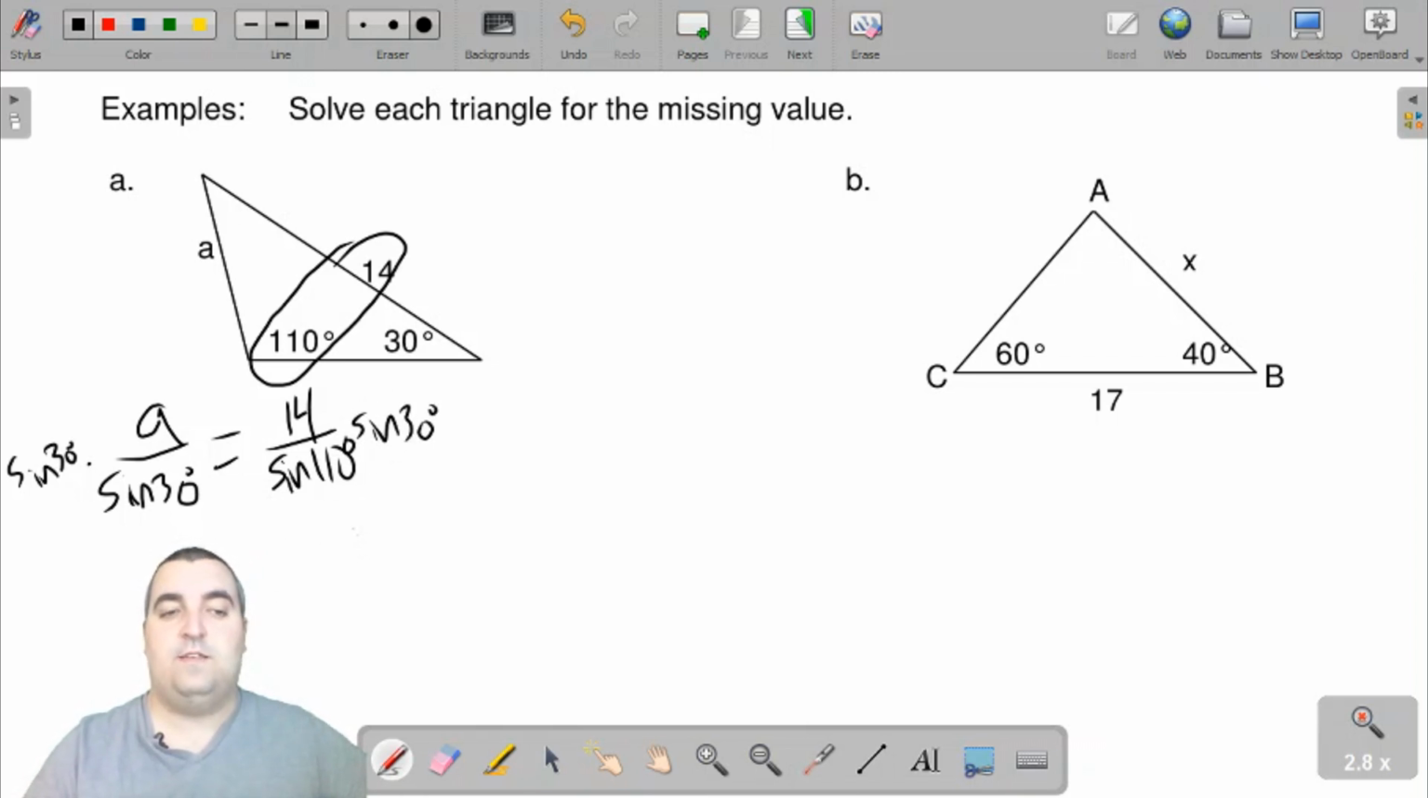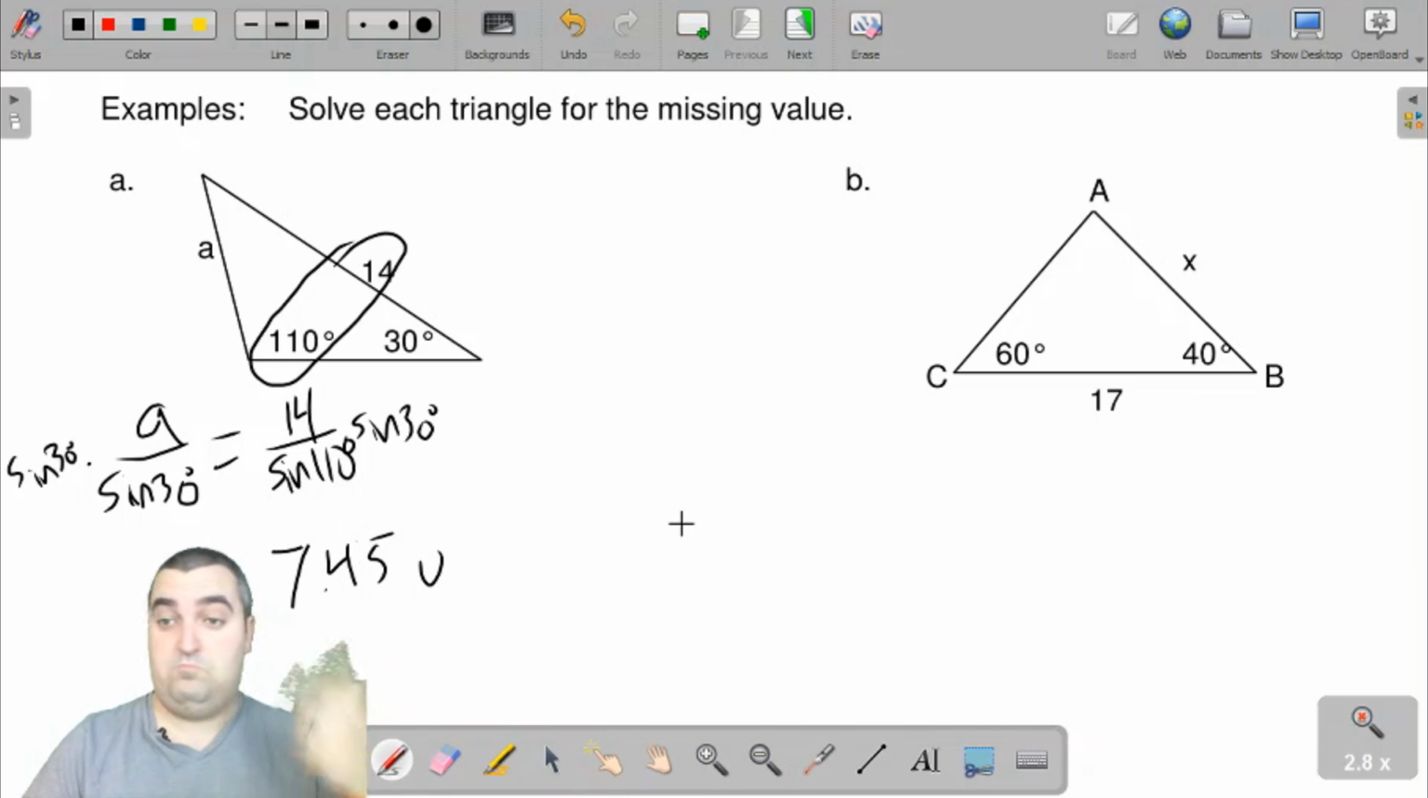Technically we can do the sine of 30 without a calculator, but the sine of 110, we will need one. So go to my calculator here, and make sure the calculator is in the correct mode, right? Don't want to do all this work and realize we're in radians. Then you just type 14 divided by sine of 110 times sine of 30, and you get that a is 7.45 units.